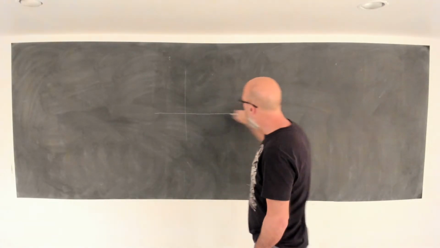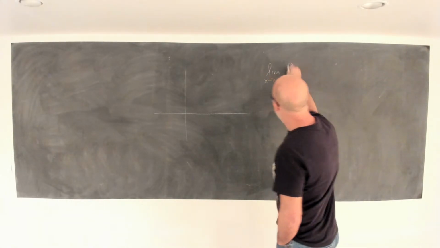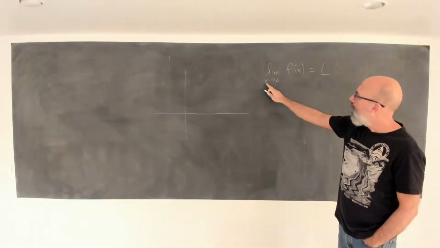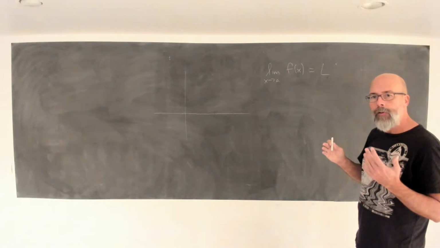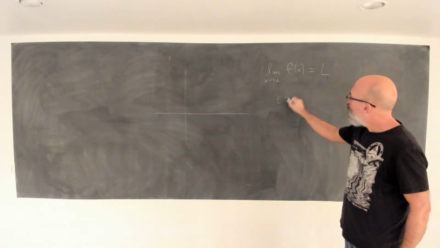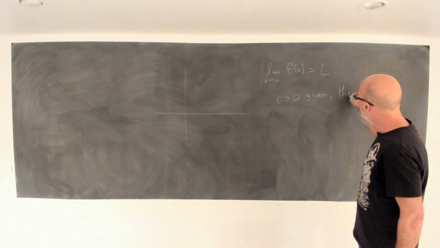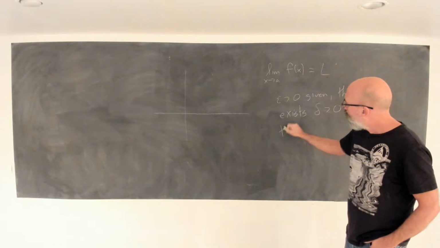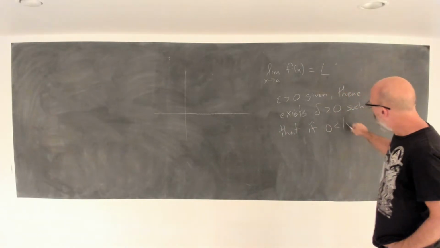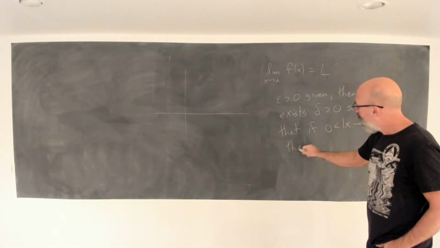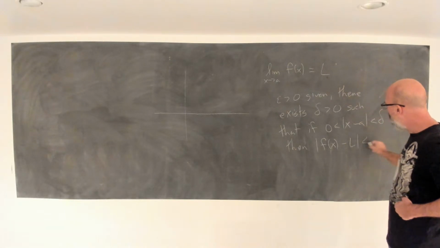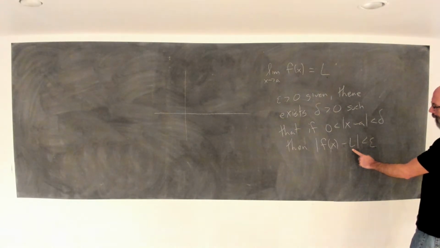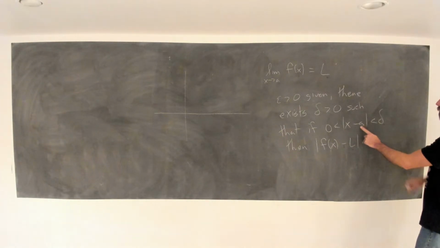Remember, we say the limit as x goes to a of f of x is L if f of x can be made arbitrarily close to L by taking x sufficiently close to a. Or, given epsilon greater than 0, there exists a delta greater than 0 such that if |x minus a| is less than delta, then |f of x minus L| is less than epsilon. So f can be made arbitrarily close to L by taking x sufficiently close to a.